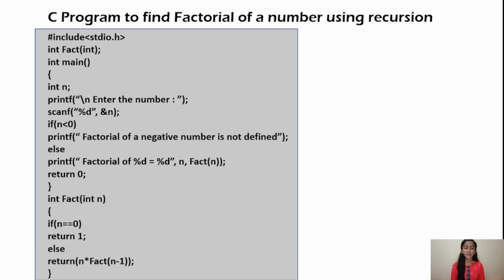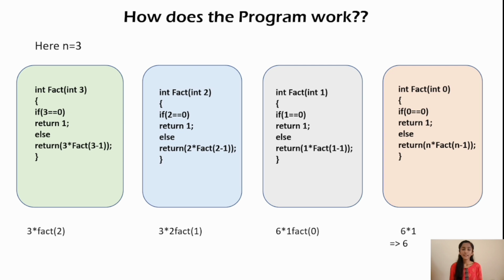So let's implement it here. If n is equal to 0, then we are going to return 1. Else, that is if n is not equal to 0, then we are returning n into fact(n minus 1). And this is how we write a C program to find the factorial of a number using recursion. Now let's quickly understand how the program works.